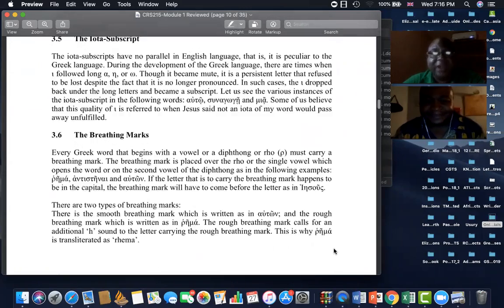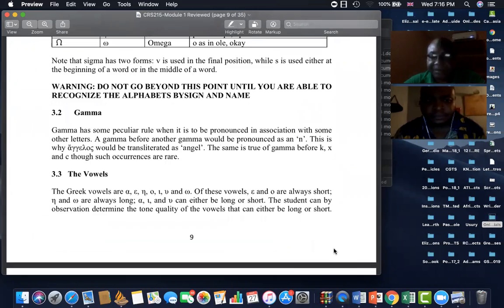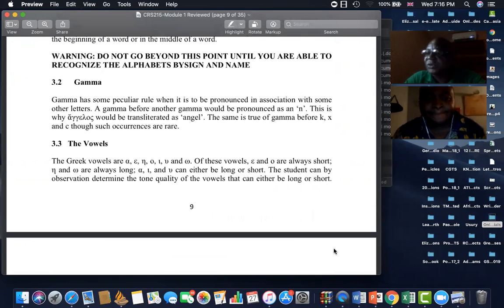Now, we are supposed to handle the basic grammar today. How far have you gone? Can you recognize the alphabets when you see them? Can you recognize them by name? Yes, sir. All right, good. So let's move on from here. When Sophia comes back, she will join us, and I hope other people will be able to join as time goes on. Now, gamma. I'm starting with gamma.